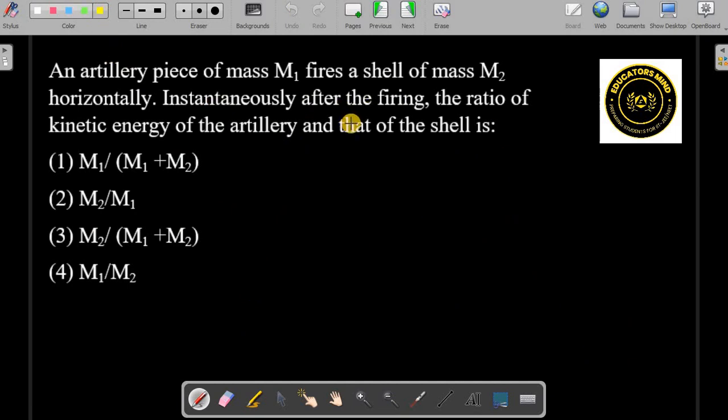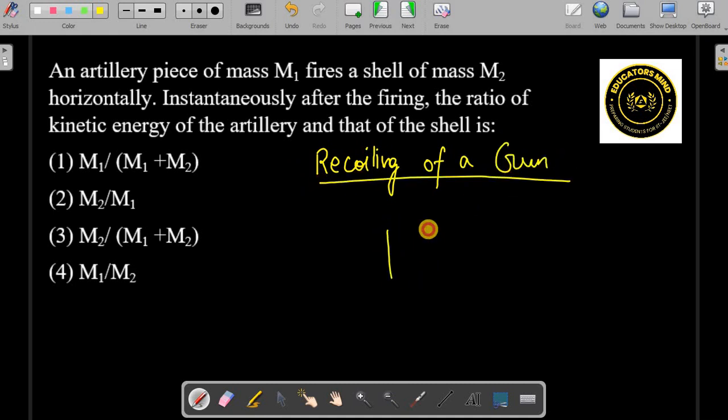An artillery piece of mass M1 fires a shell of mass M2 horizontally. Instantaneously after the firing, the ratio of kinetic energy. So it is just the example of recoiling of a gun. How does a gun recoil? So suppose that this is a gun. Okay, and it is just an approximate diagram. Okay, this is a trigger, of course.